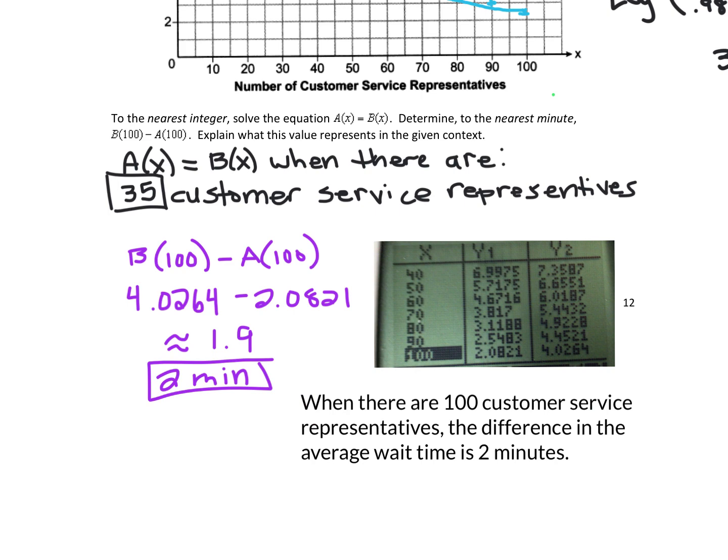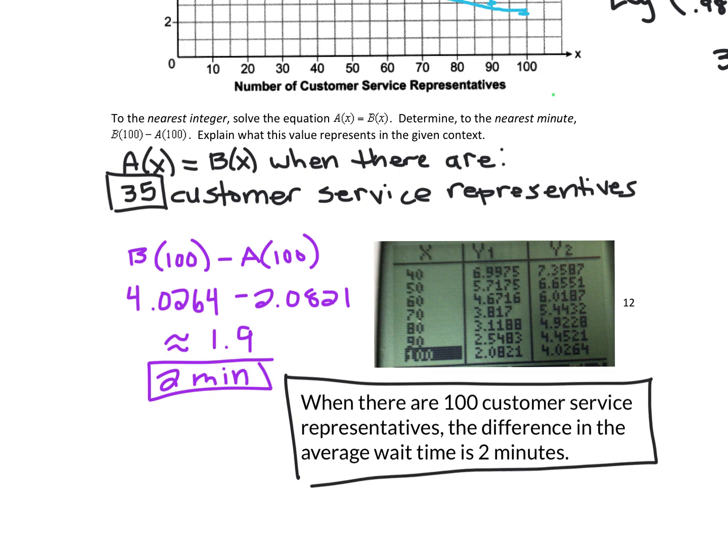Okay, so you could just write that out. I'm going to box that off because that's also an answer. So when there are 100 customer service representatives, the difference in the average wait time is 2 minutes.